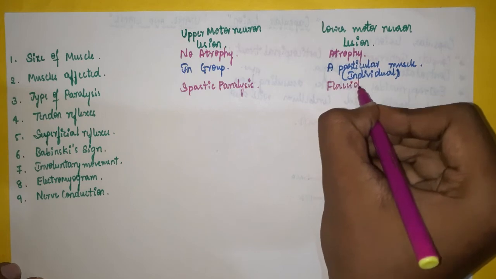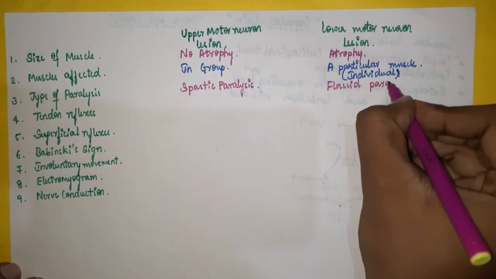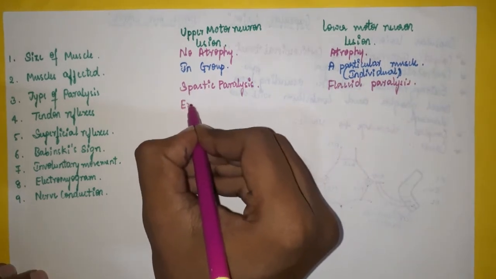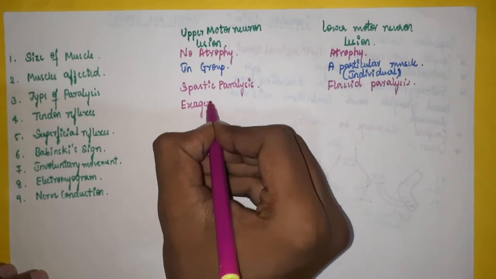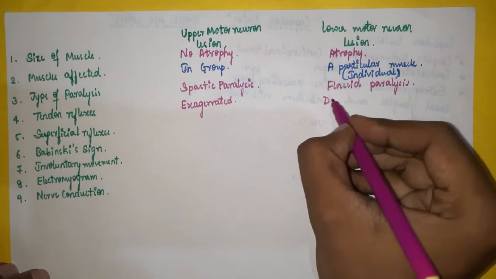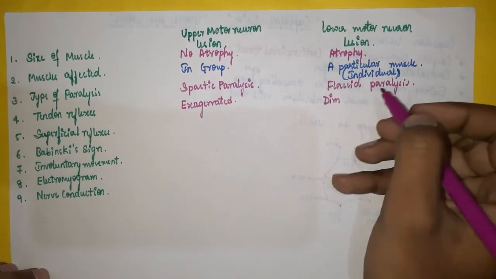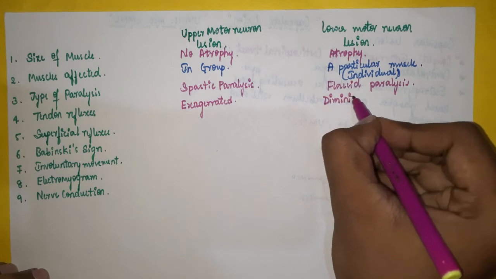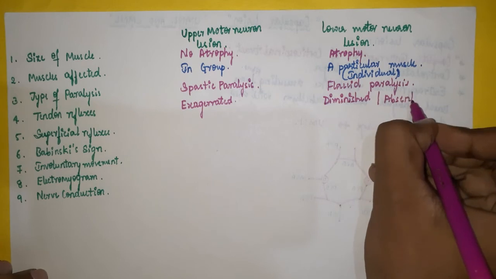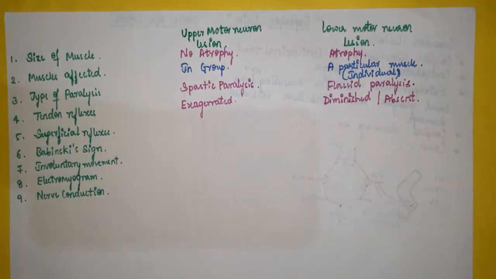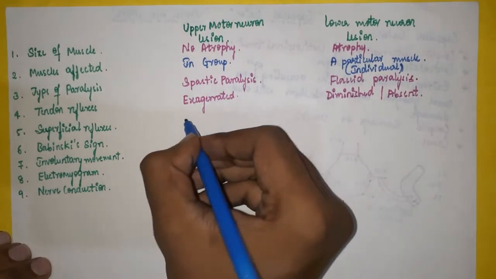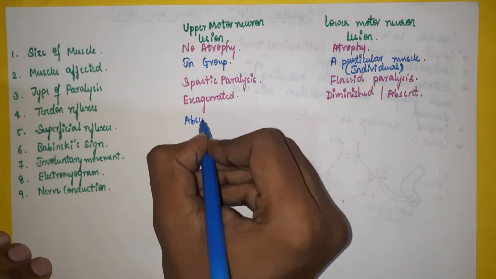I have explained this one. Now tendon reflexes. In an upper motor neuron lesion, tendon reflexes are exaggerated. In a lower motor neuron lesion, there is diminished tendon reflex, or even tendon reflexes are absent. Okay. Now, superficial reflexes. In both these two, they are absent. I'll explain this.